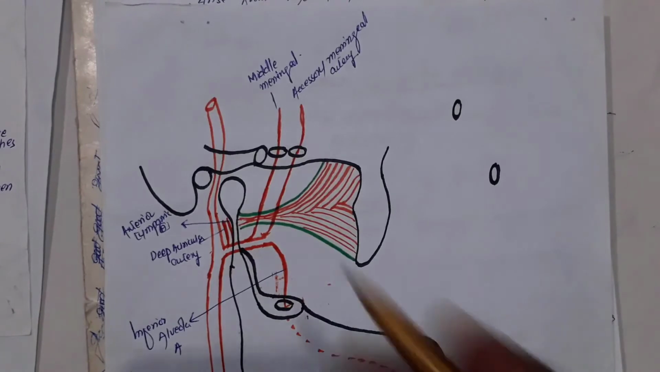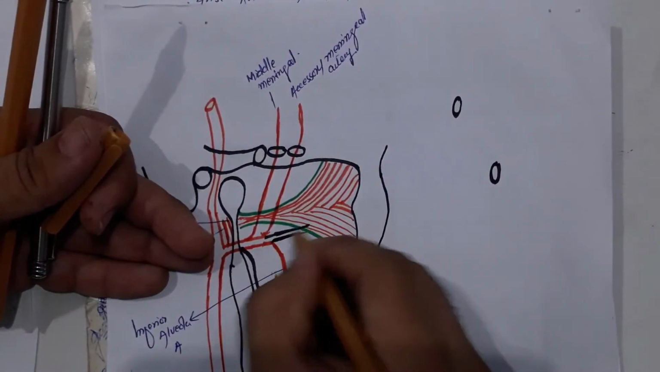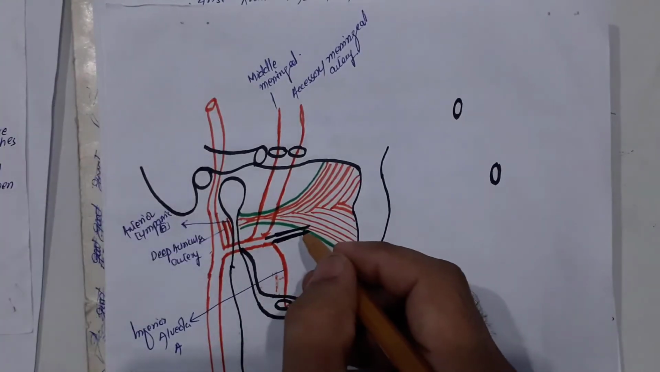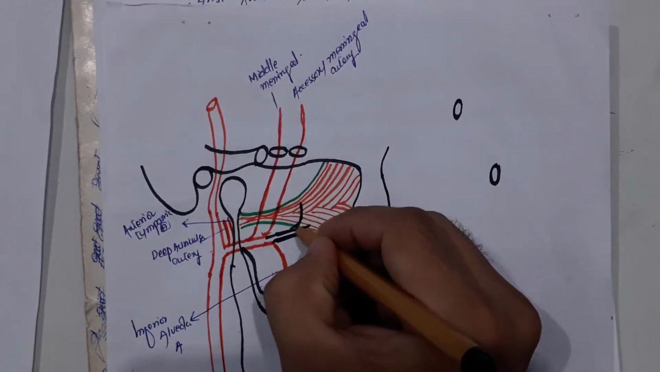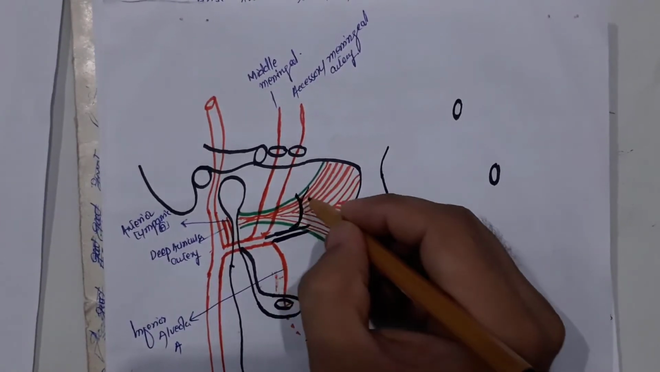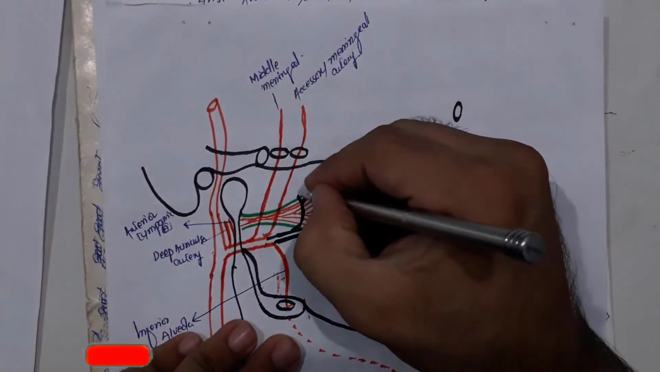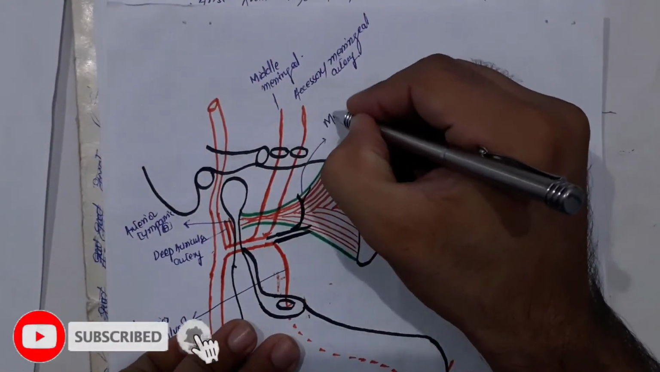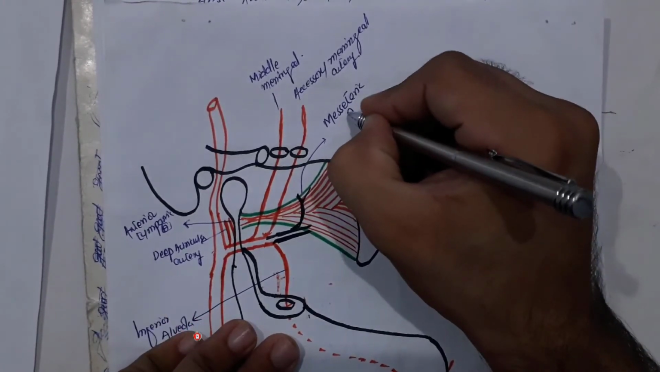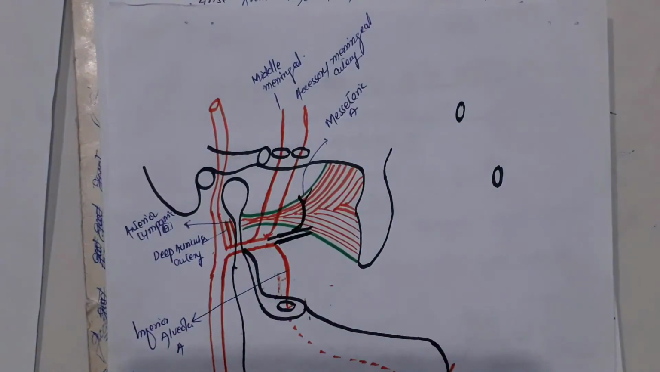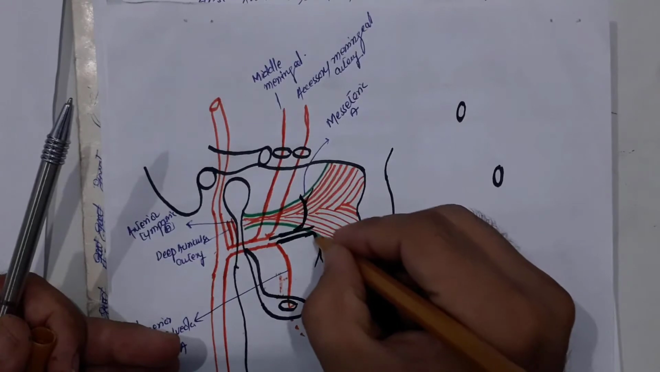Then we used the black color to move forward, and this is our maxillary artery. Furthermore, from here there was a very small branch, and this branch was called the mesenteric artery. And then there was a small branch which was coming down, that was the pterygoid artery.